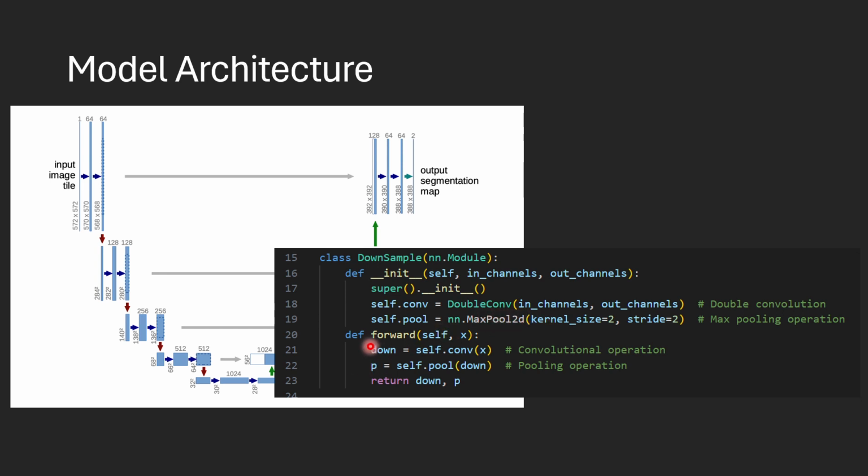Now in the forward pass, I'll take my input, I'll pass it through double convolution, then I'll pass it through the max pooling operation. After passing it through the max pooling, I've got p. After passing it through double convolution, I got down. So I'm returning down and p, both of them. Again, remember, every time I do a downsampling, I need two outputs. One is this gray arrow, which I'm going to use later on, and one is this red arrow, which I'm going to use in the next layer. That's the reason why I'm returning two of these things.